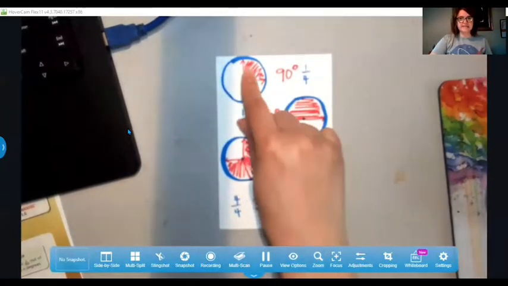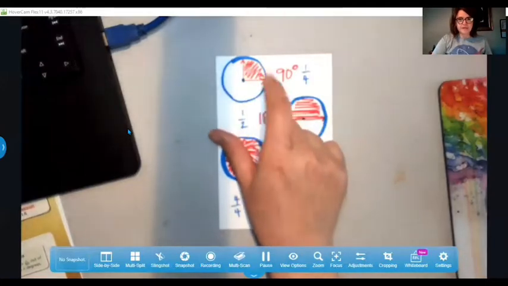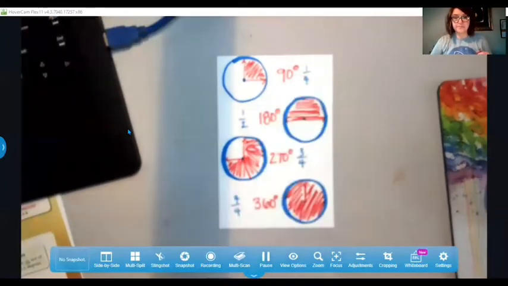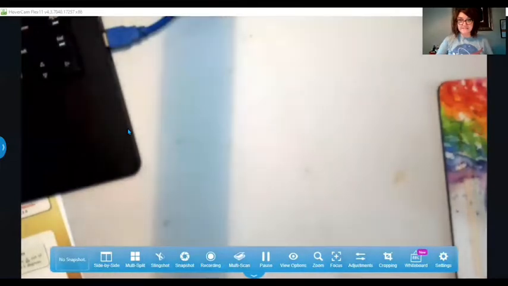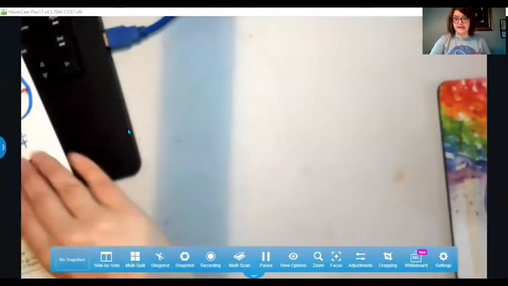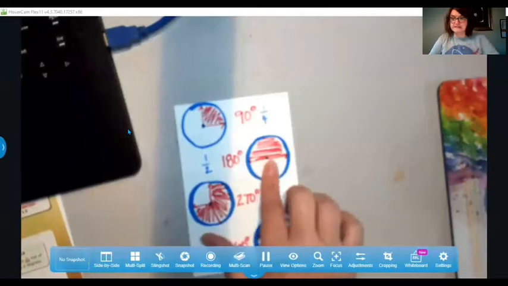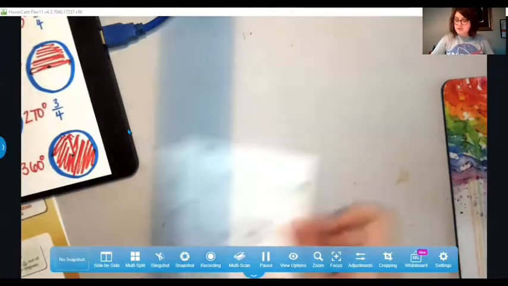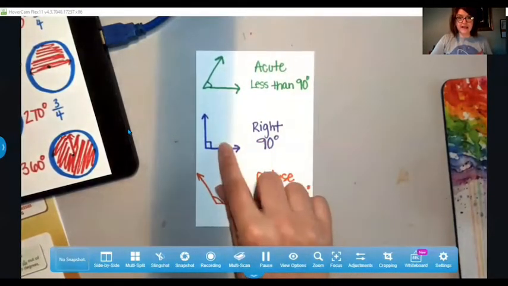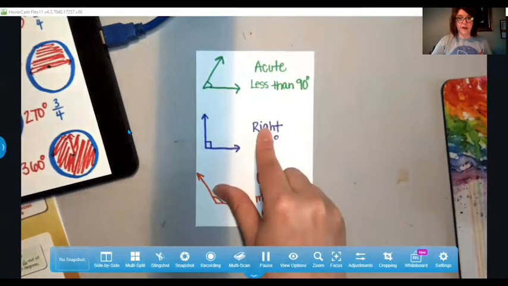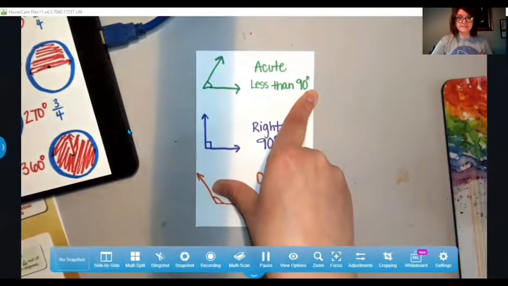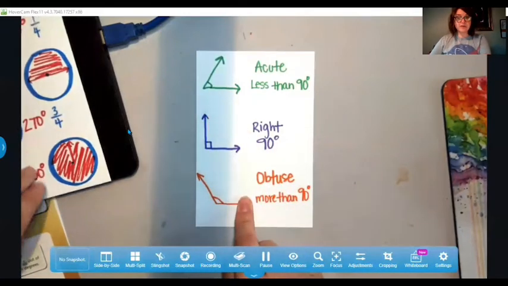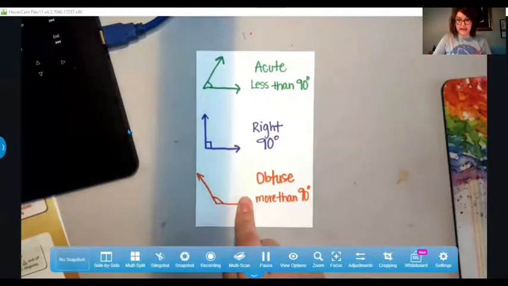A 90-degree angle looks like the letter L. So whenever we look for a 90-degree angle, we're going to look for something that looks like the letter L. When we go to identify these angles, we use the labels. Let me see if I can get this a little more focused for you. There you go. We have our right angle here. If it's less than a right angle, or less than 90 degrees, it is an acute angle. And a larger one that is more than 90 degrees would be an obtuse angle.